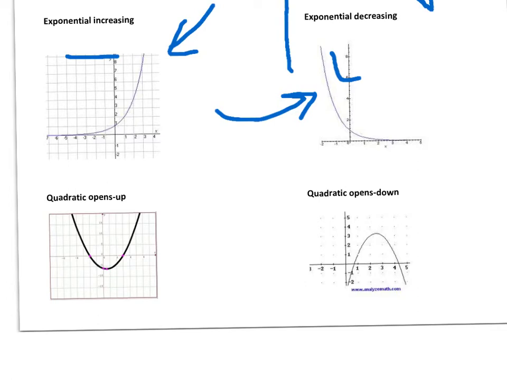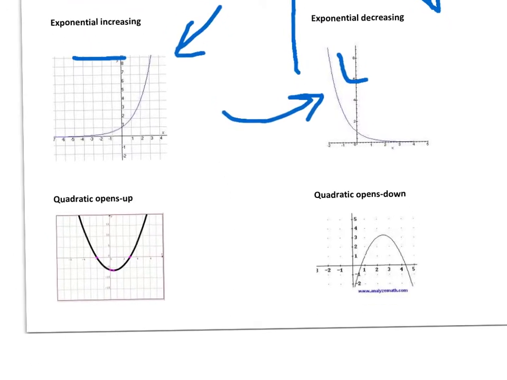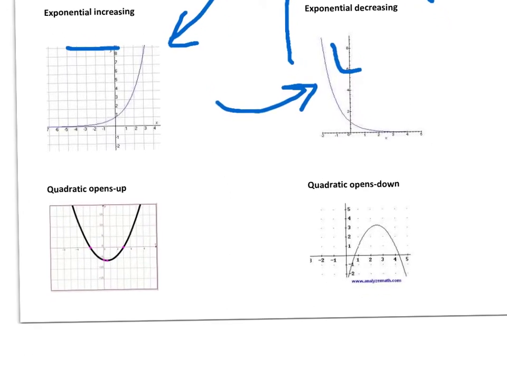And here we have some quadratic functions. You can see they're different from the other 2. We have a shape here. It's opening up, and this one opens down.